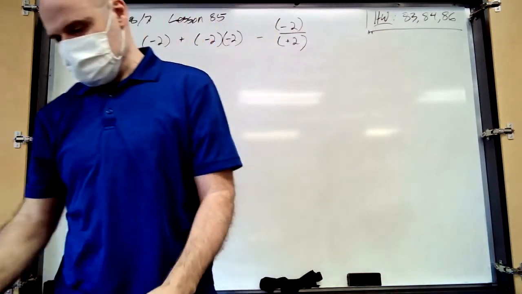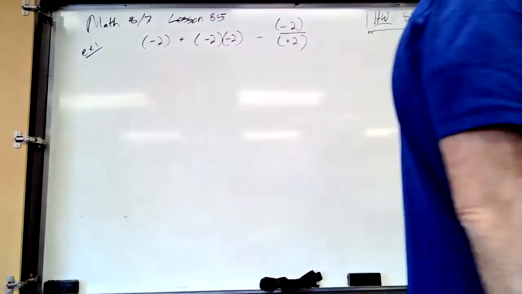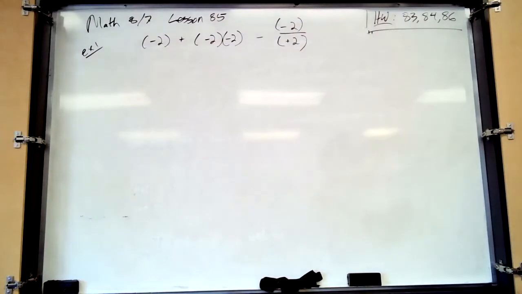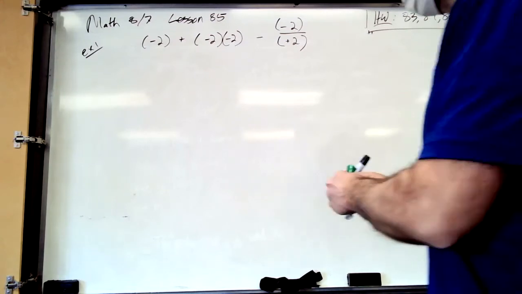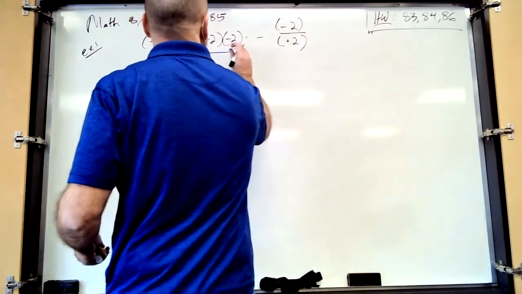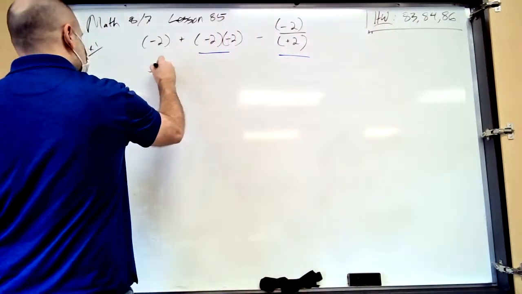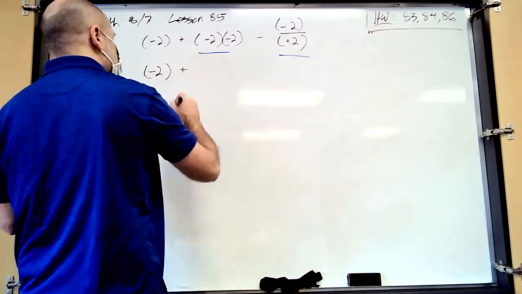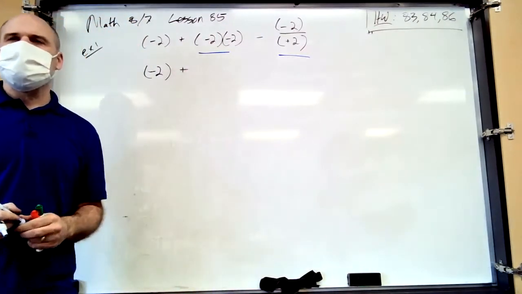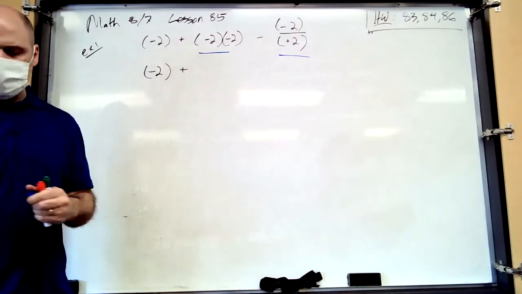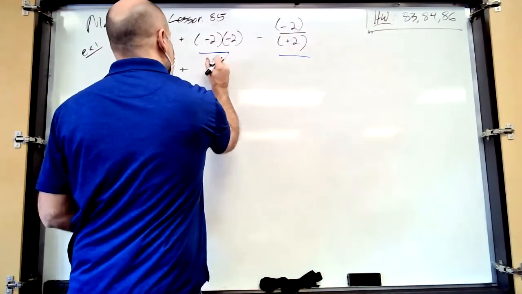And all the circle, half circle things, parentheses. What should we do first? Multiply and divide. Multiply and divide, order of operations, right? So let's underline these. I'm not going to touch this at all. -2 plus, what do you get when you multiply these two together? Positive 4. So this is just the 4.